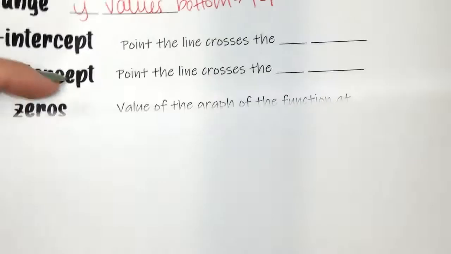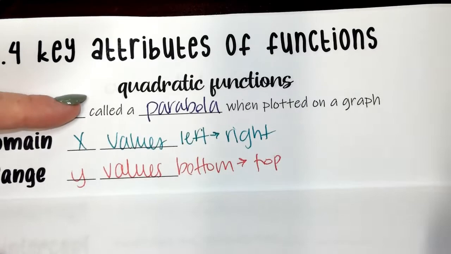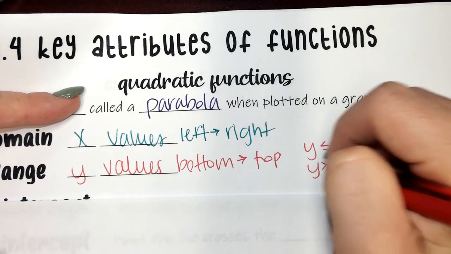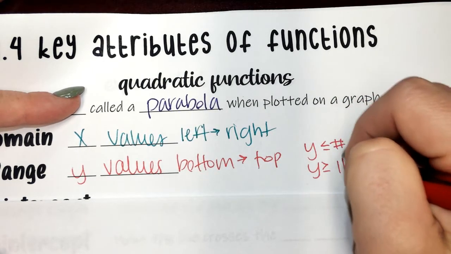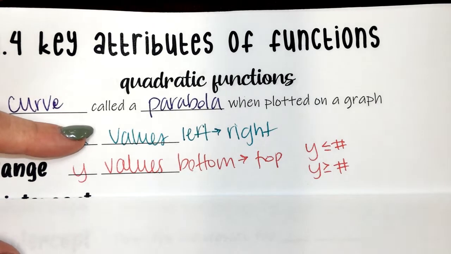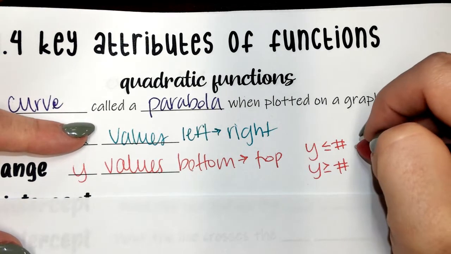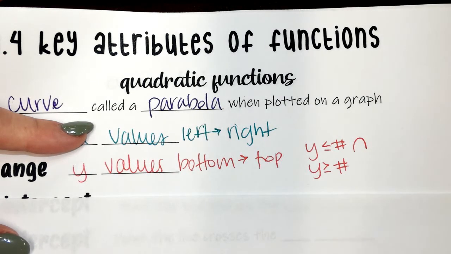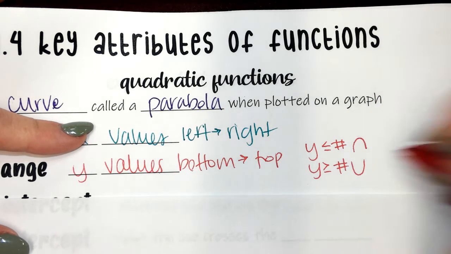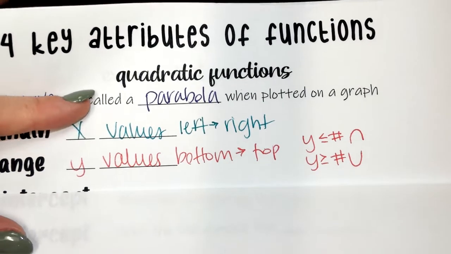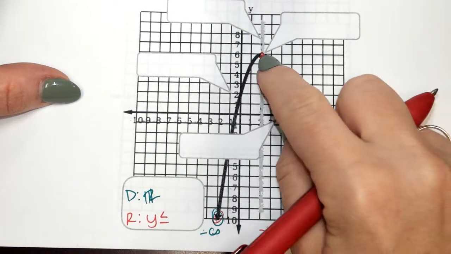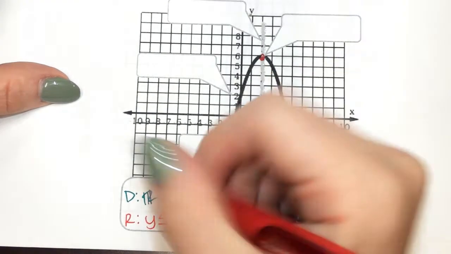So my range for my quadratics, they're going to be written as inequalities. Either y is less than or equal to some number, or y is greater than or equal to some number. If it is facing downward, the curve is going down like that, then it's less than, and if it's going up, then y is greater than. So if it's downward facing here, my range is going to be y is less than or equal to, and that point right there, that y value is 6.